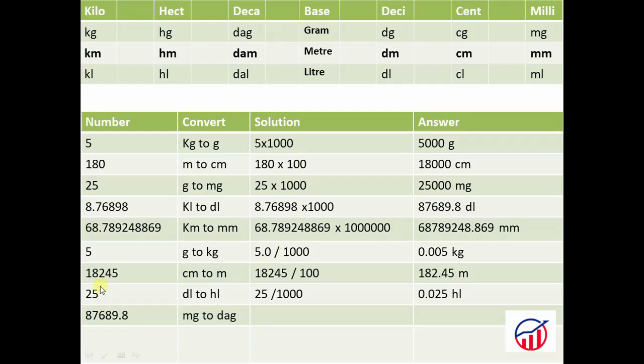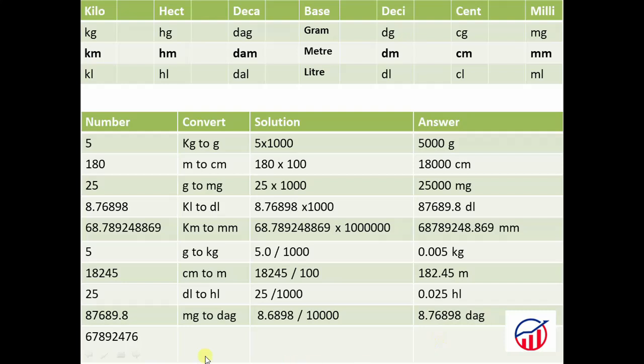So what are you going to do? You're going to write this as 8.68 divided by 10,000, which is 4 zeros. So there's a small typo over here. It should be 87689.8 over here. So the decimal place is going to move by how many? 4 digits. Okay, 1, 2, 3 and 4. So the answer will be 8.7689 decagram.